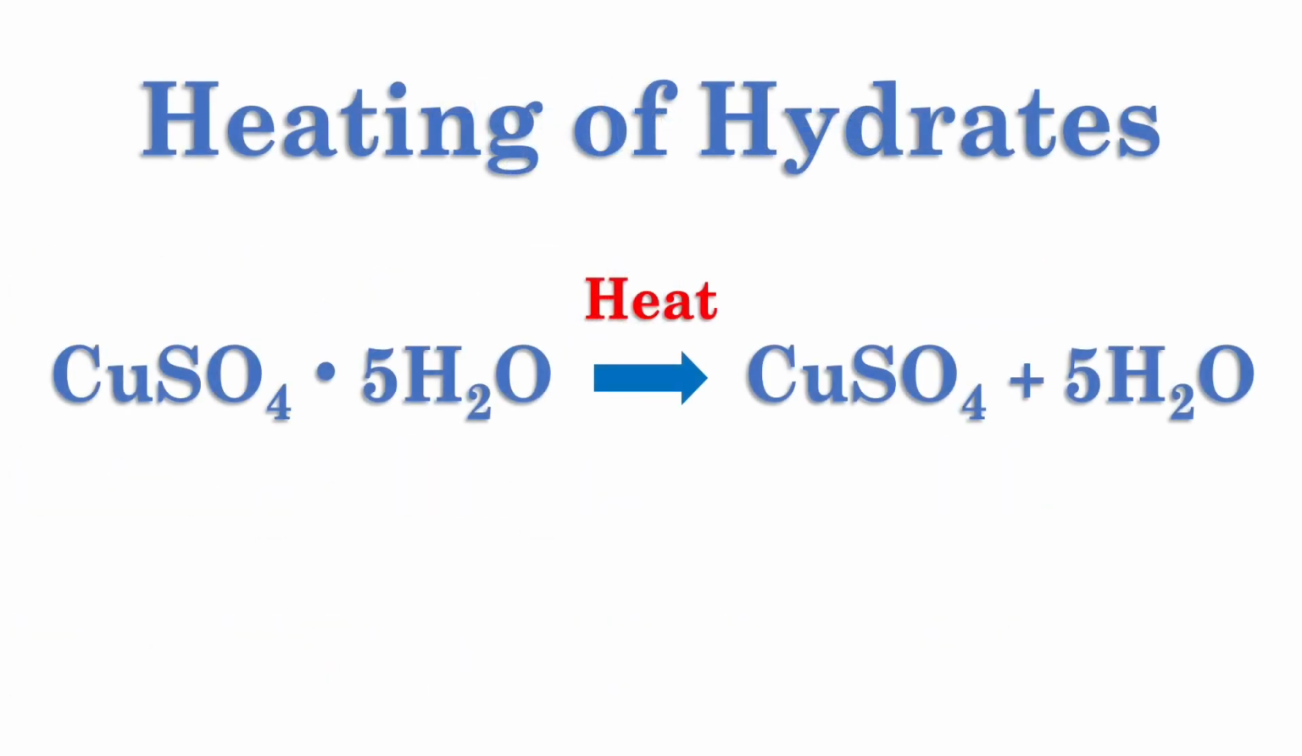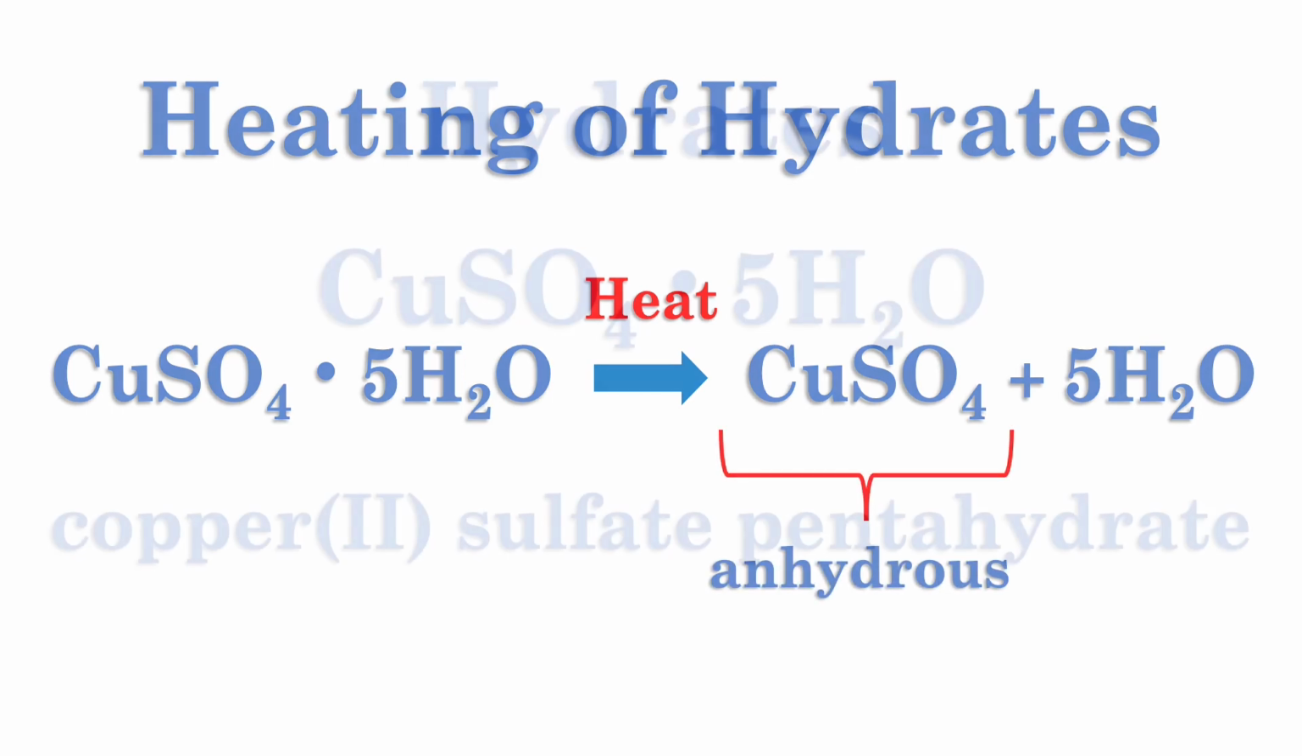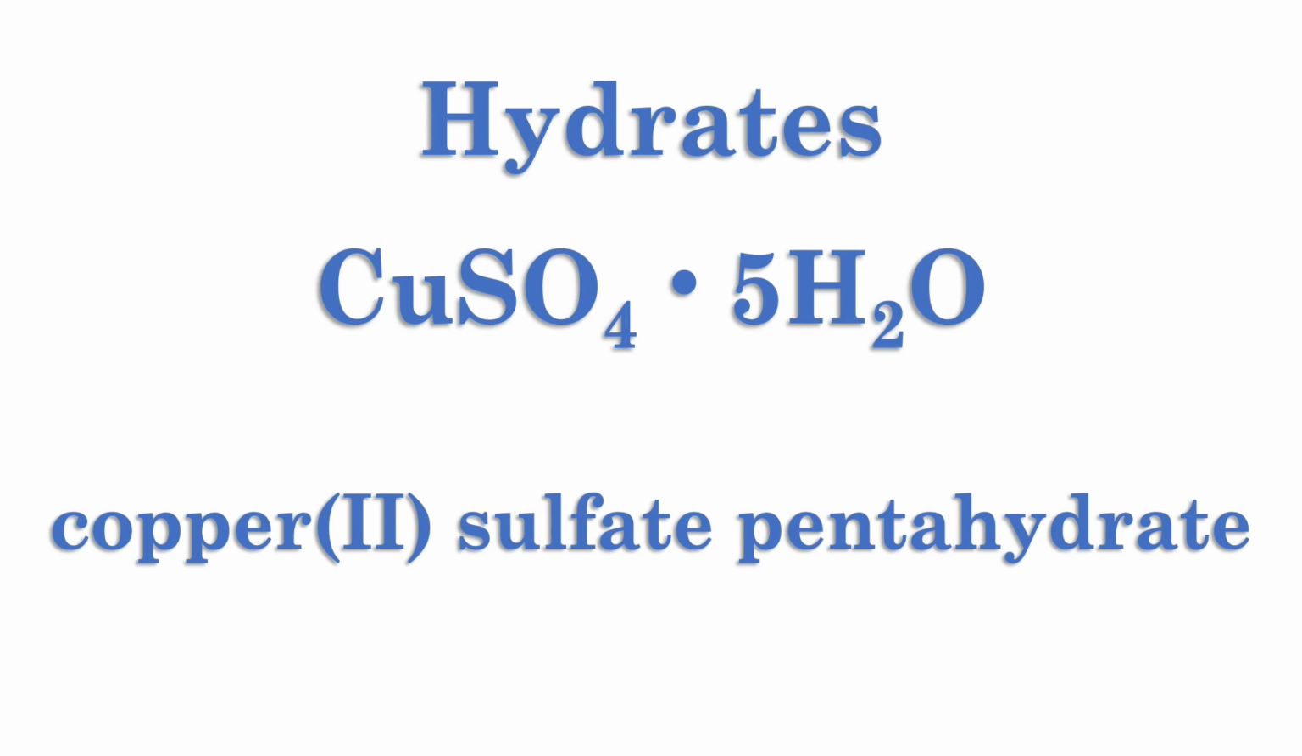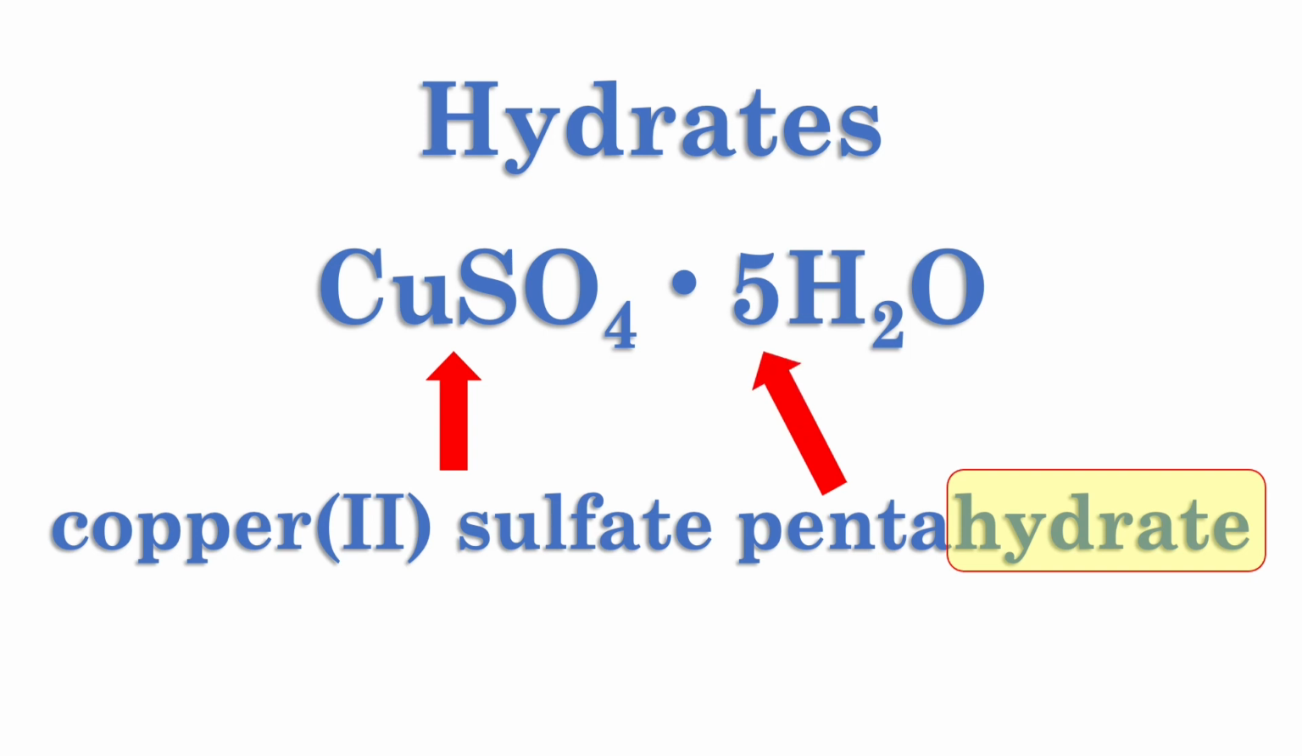Hydrates can also be heated to yield what's called the anhydrous compound. To name a hydrate with an ionic compound, simply name the ionic compound and add the name hydrate to the end. Add a prefix to indicate the number of moles of water per mole of compound. Here, the name is copper 2 sulfate pentahydrate.